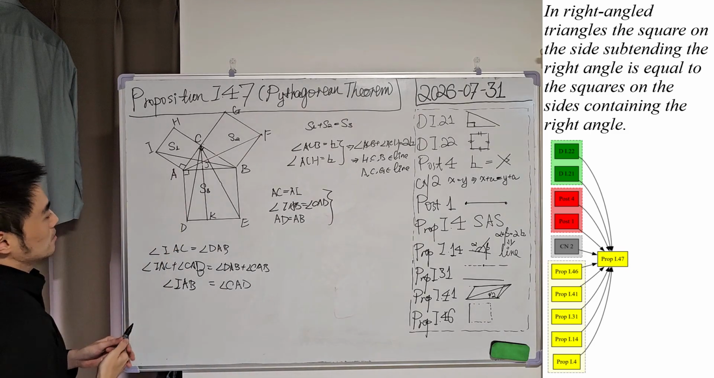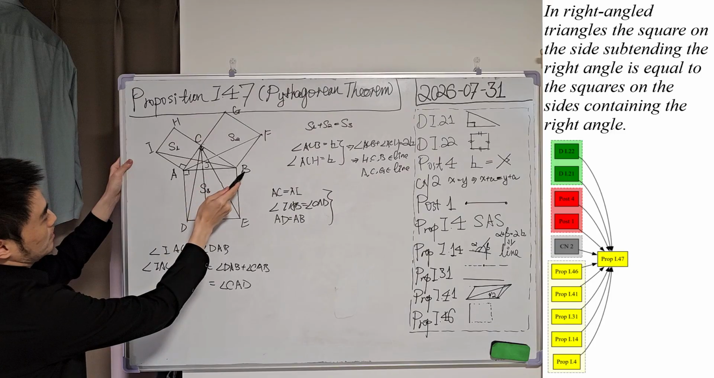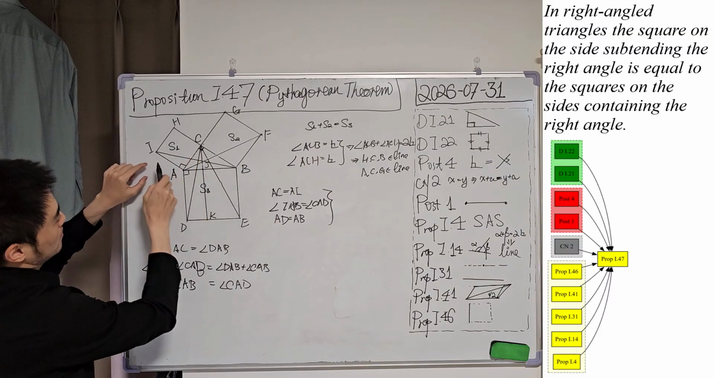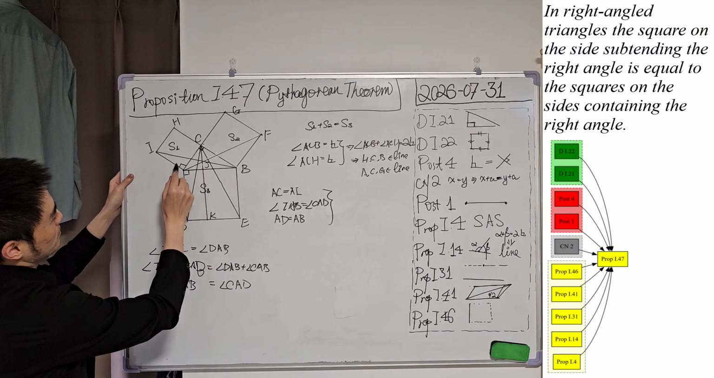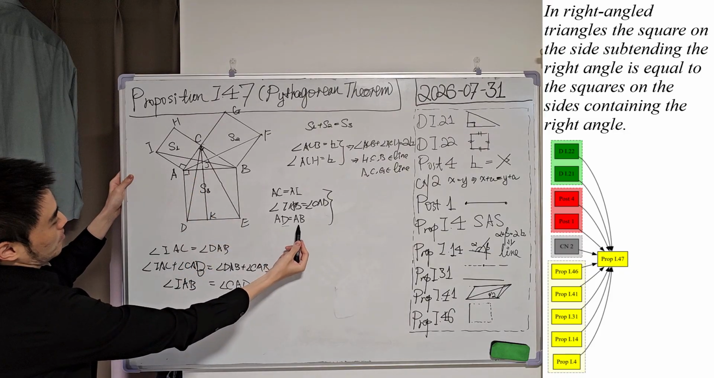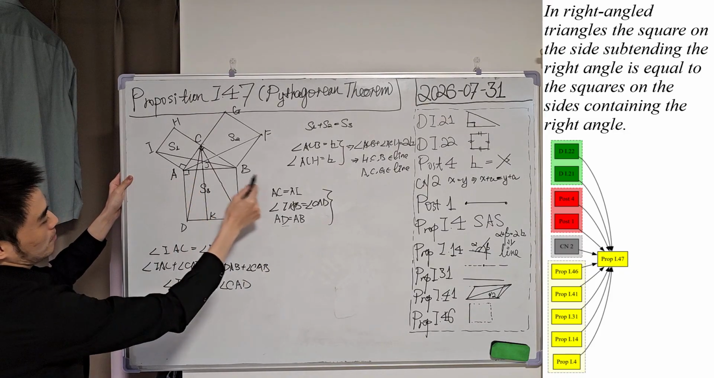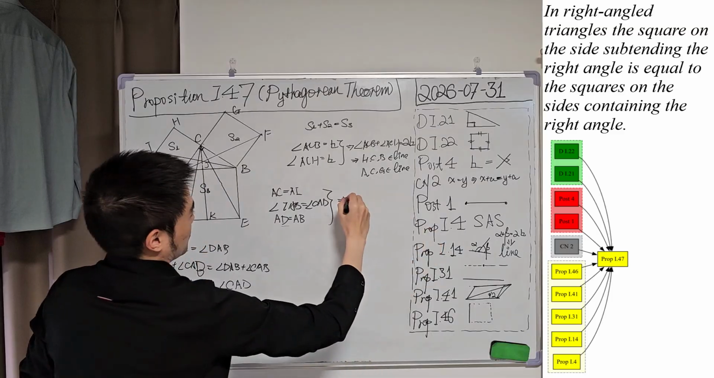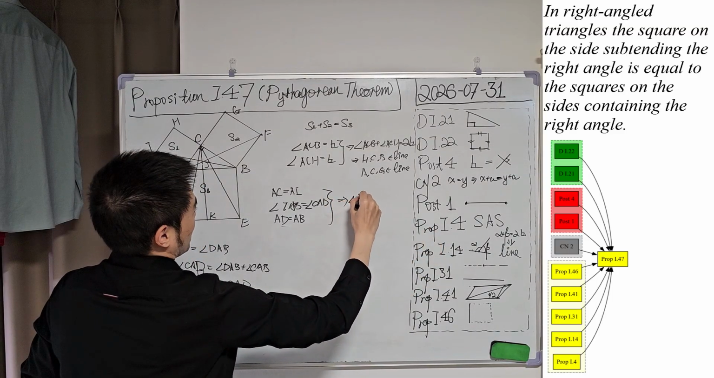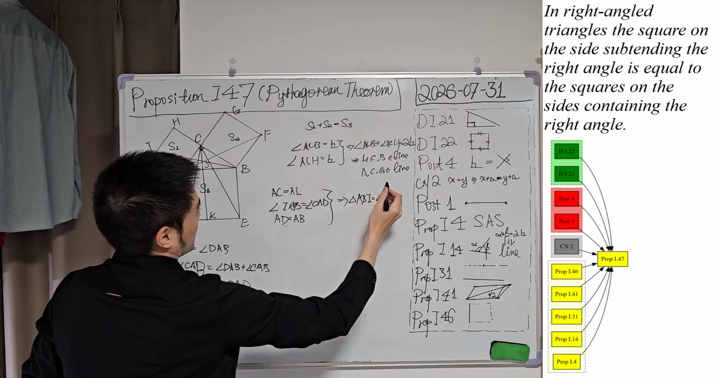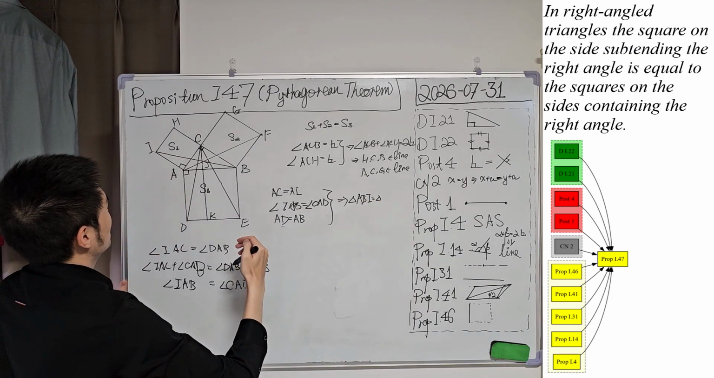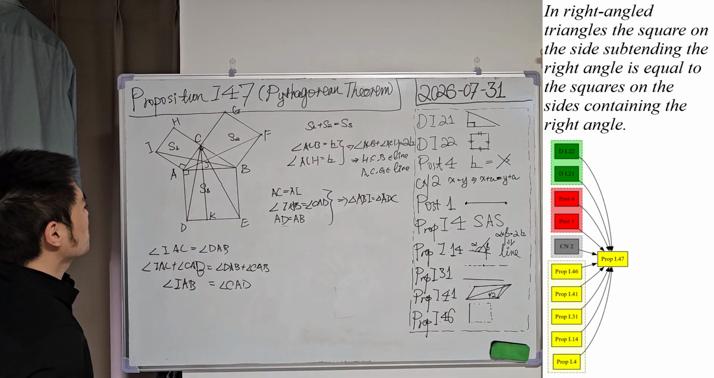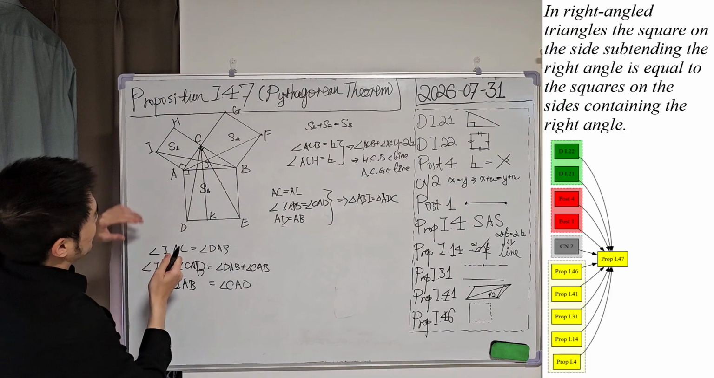If we put this condition here, angle IAB equals angle CAD, and combine them together, we find that in terms of these two triangles IAB and CAD, they have one pair of equal sides, this and this, an equal angle, this and this, and another pair of equal sides, AD and AB. So if we apply proposition 4, side angle side, we know that these two triangles are equal: triangle ABI equals triangle ADC, correct?